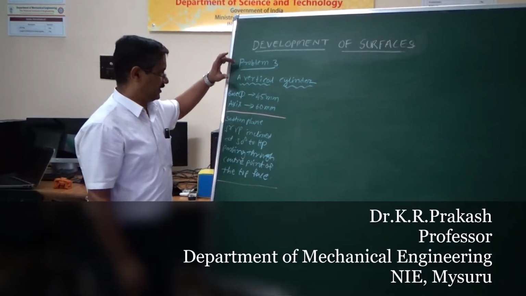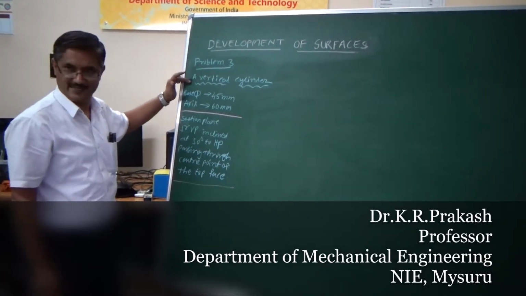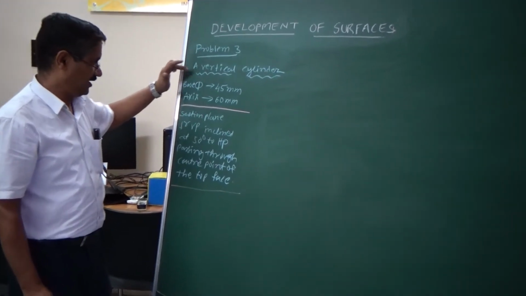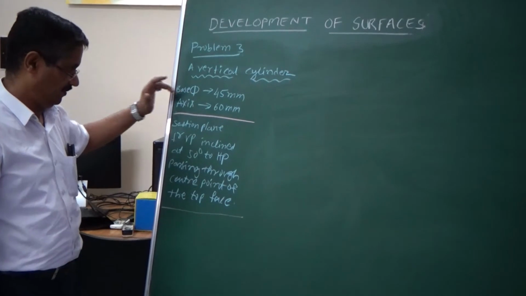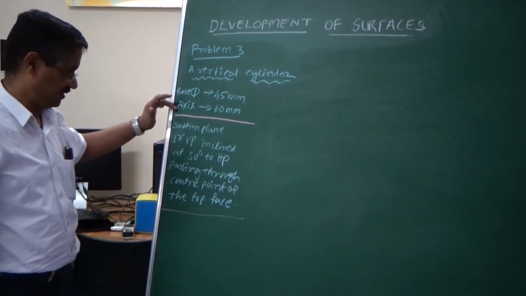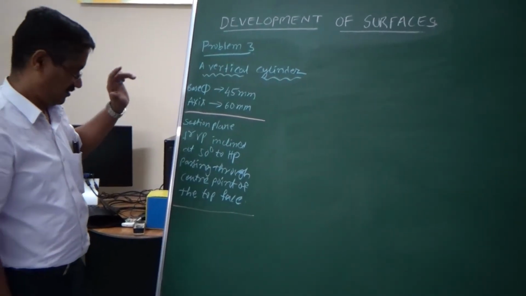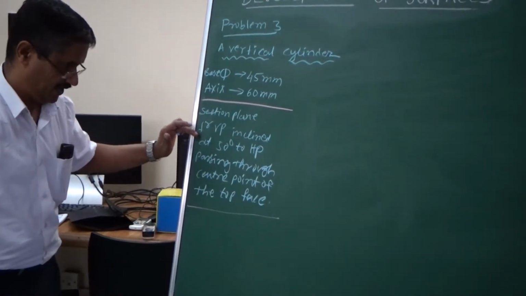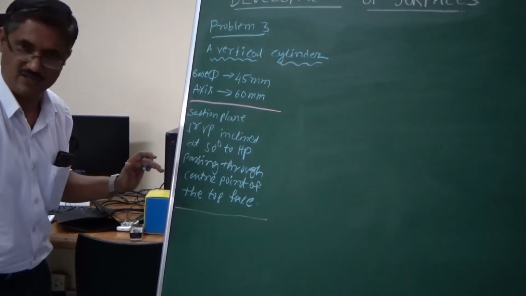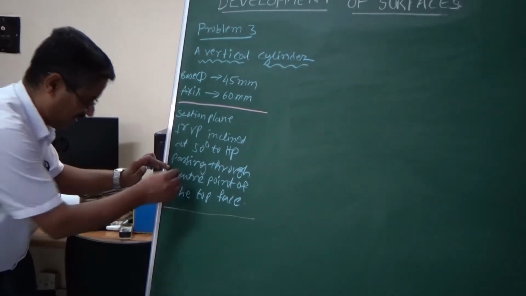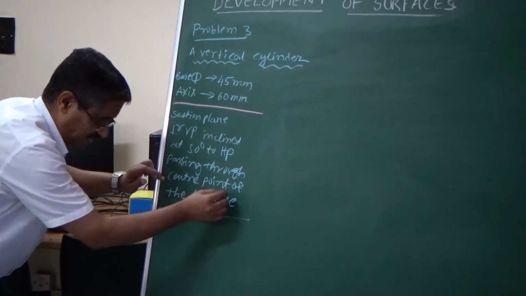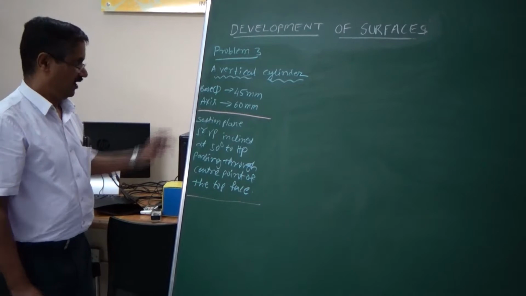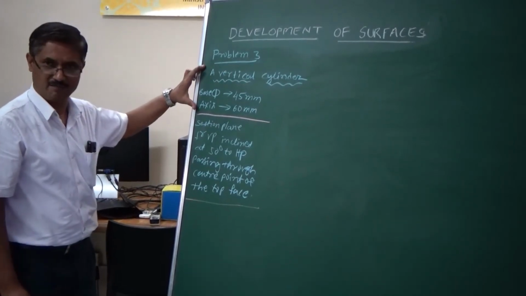Now we will take the third problem, which is on a vertical cylinder. When you read the problem, the vertical cylinder of base diameter 45 mm and axis length 60 mm is resting on HP. The section plane is perpendicular to VP and inclined at 50 degrees to the HP, passing, very interestingly, through the center point of the top face. So this is the condition for the section plane.